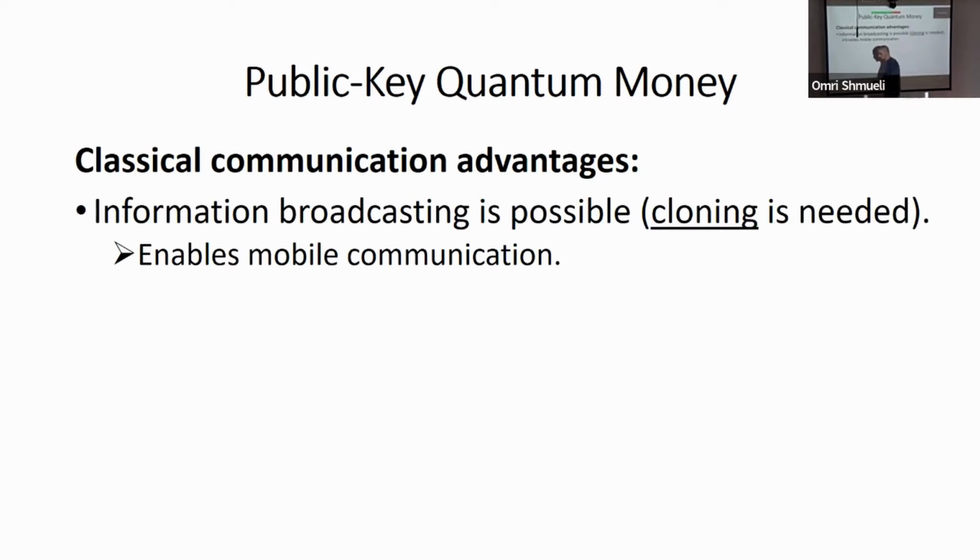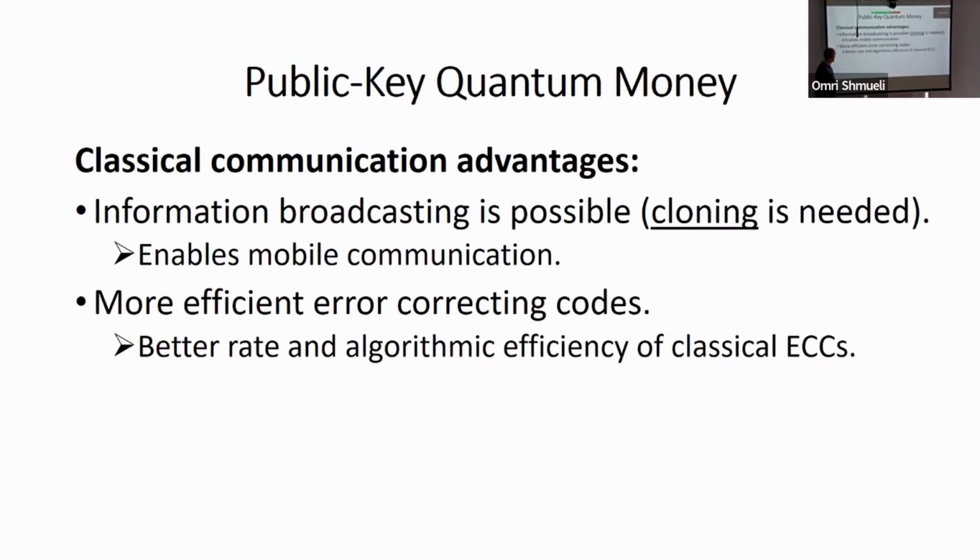One is information broadcasting, where we have a single message. We want to send it to a lot of different directions, and we clone it many times and then send it to all of these directions. This requires cloning the information. This is also the technique that enables the technology of mobile communication, specifically broadcasting.